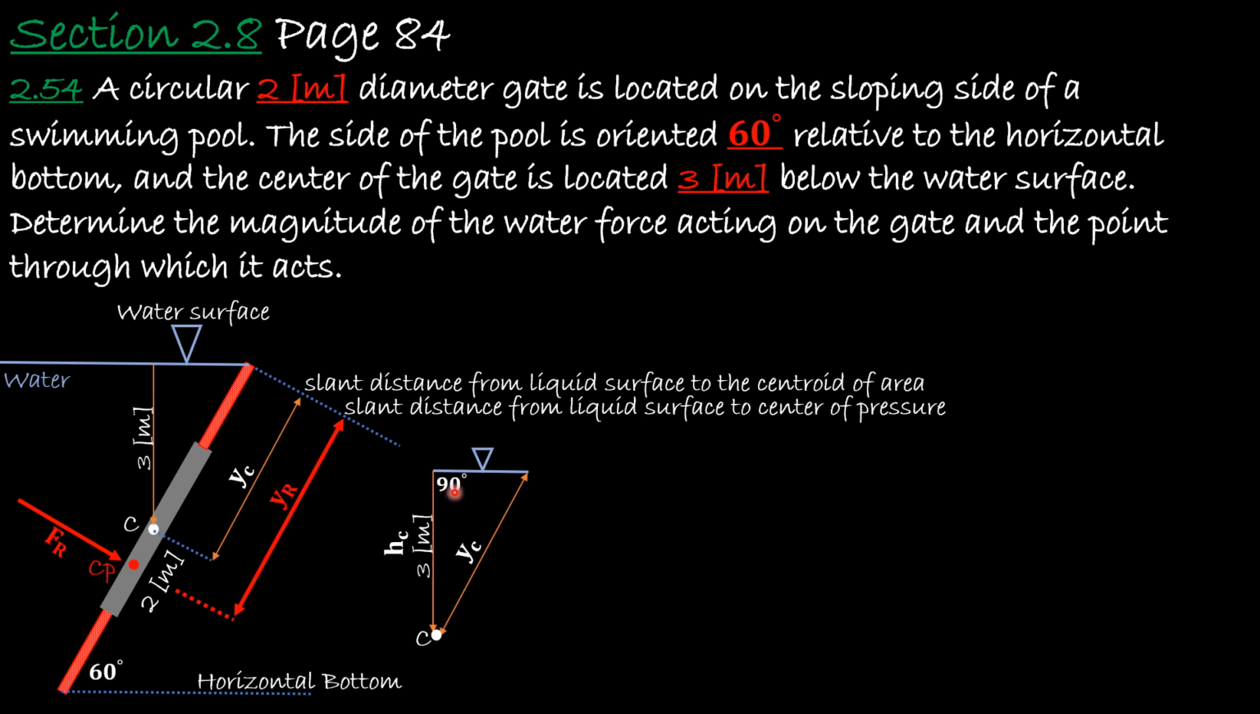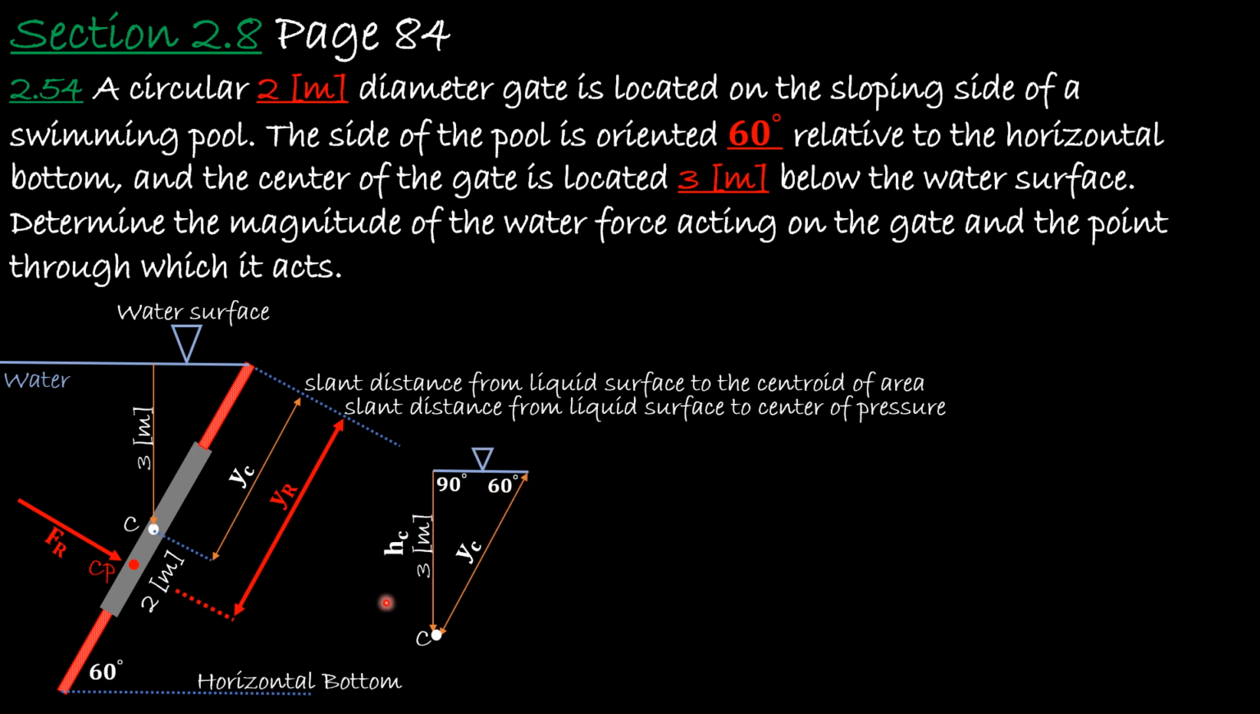And this is a 90-degree angle. So the question is, what is the angle right here? As you can see in here, this horizontal bottom with the slanted sloping side, and then the water surface, resembles the Z shape. And from geometry, we know that the interior angle, 60 degrees in here, will be the same angle in here. So that means this angle right here will be 60 degrees.